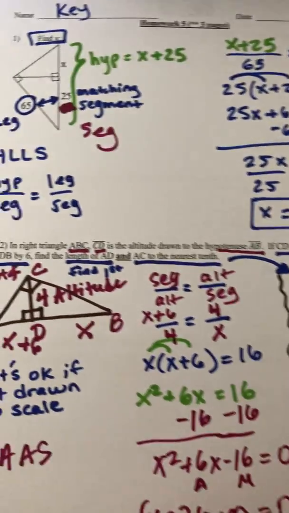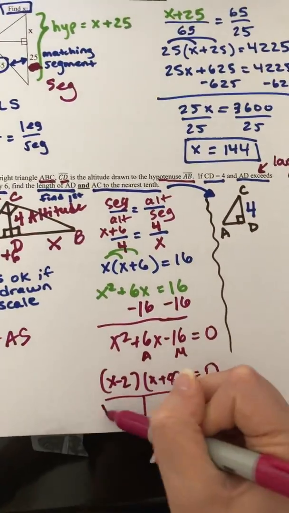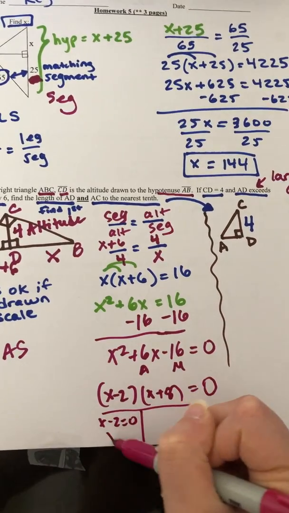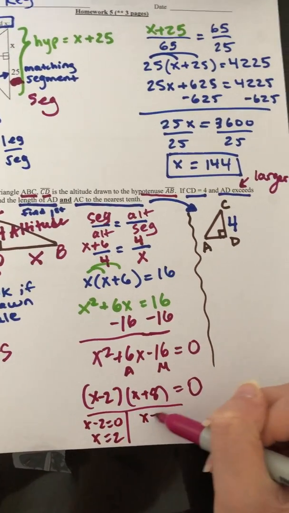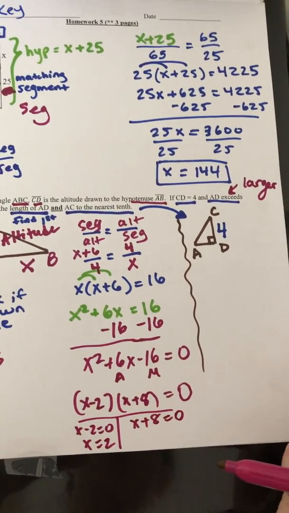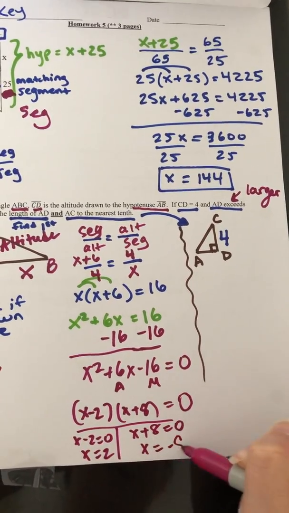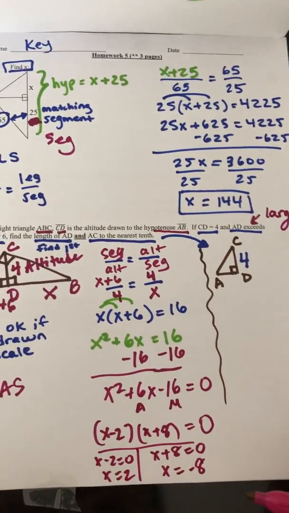Okay, so now we're going to solve each of these. X minus 2 equals 0. You add 2 to both sides, you get x is 2. X plus 8 equals 0. You subtract 8 on both sides, you get x equals negative 8. But this question is about lengths.